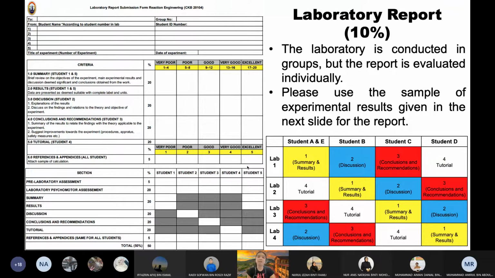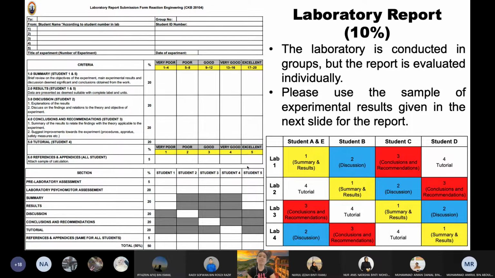And then you remember, right, lab report, setiap student dah ada part-part dia kan. So don't forget to rotate. For example, kalau minggu ni lab report 1 kamu student 1, next lab report kamu jadi student 2, and so on and so forth. Sebab kalau kamu student 1 kamu hanya buat summary, kamu buat result. Kalau kamu student 2 kamu buat discussion, student 3, and so on.